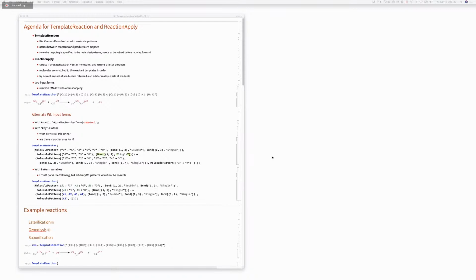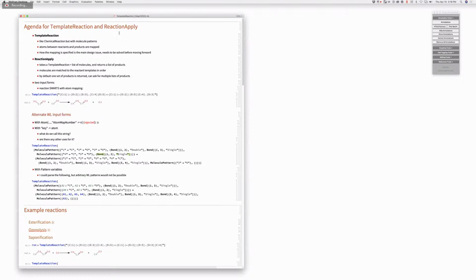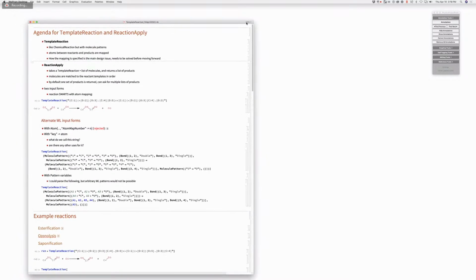Okay, for people who are joining this live stream, we are talking about design of chemistry functionality in Wolfram Language, and we are talking about template reaction and reaction apply, a representation of chemical reactions. And where did we get to last time?